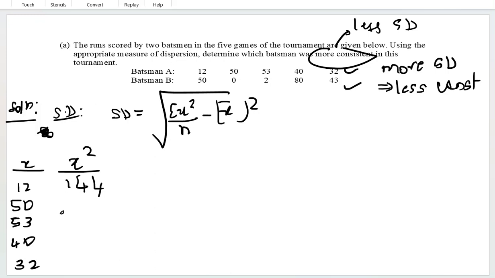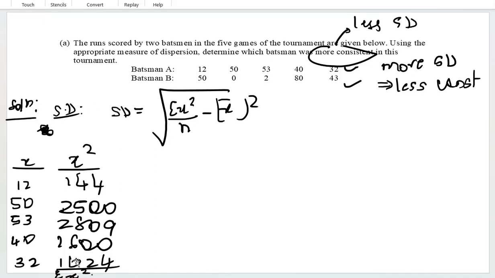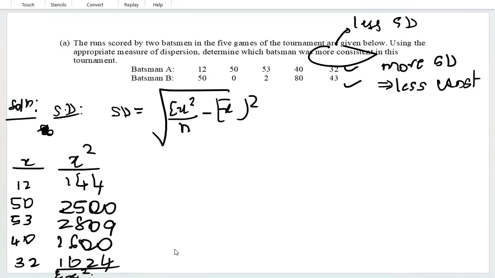50 square is nothing but 2500. 53 square will be 2809. 40 square is 1600. 32 square is 1024. Therefore, we get the sum of entries in the X square column. Now, basically, we need to know the sum of entries in the X square column.